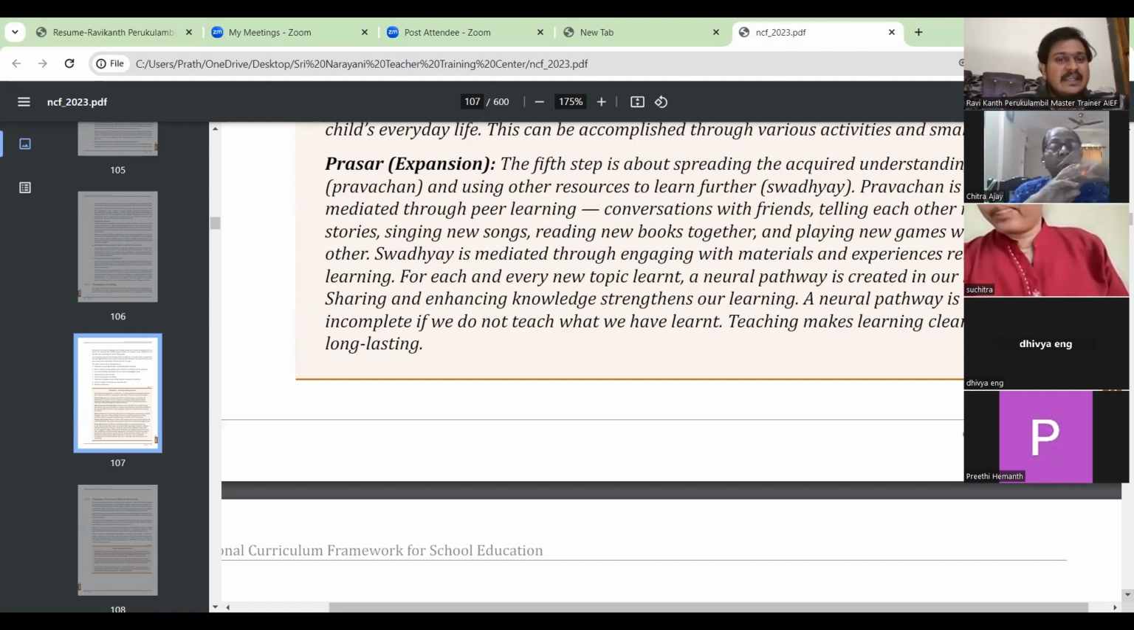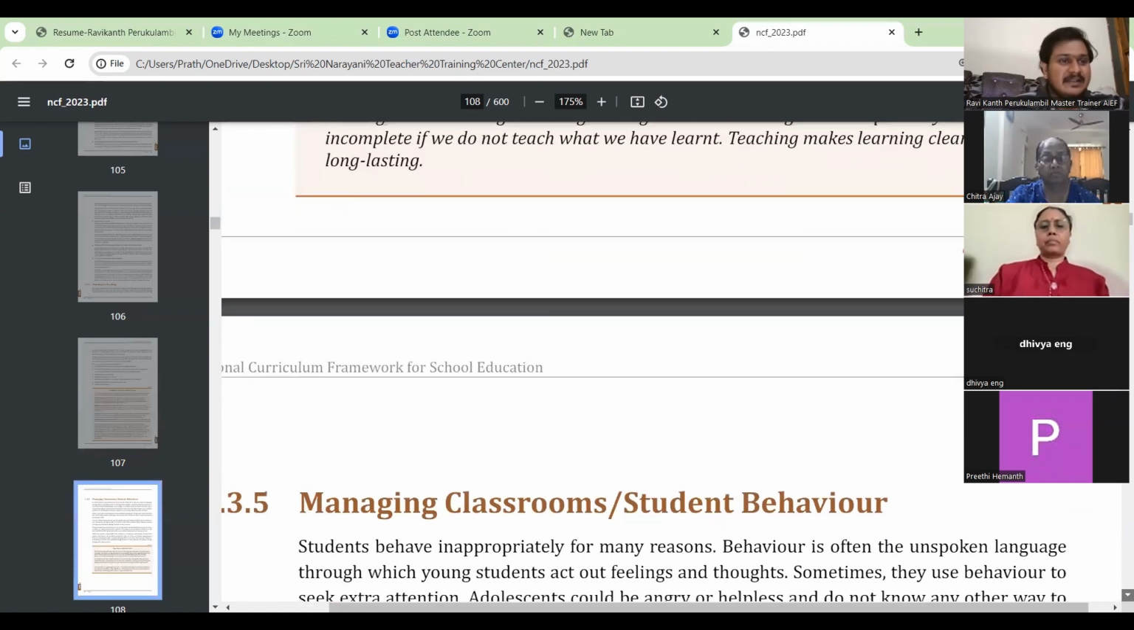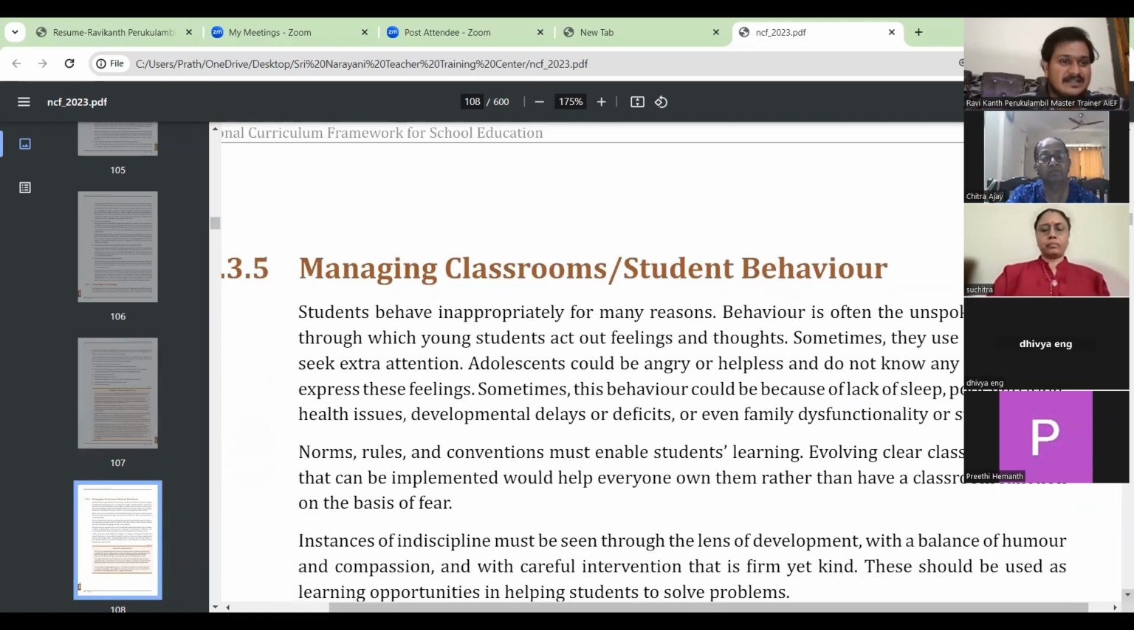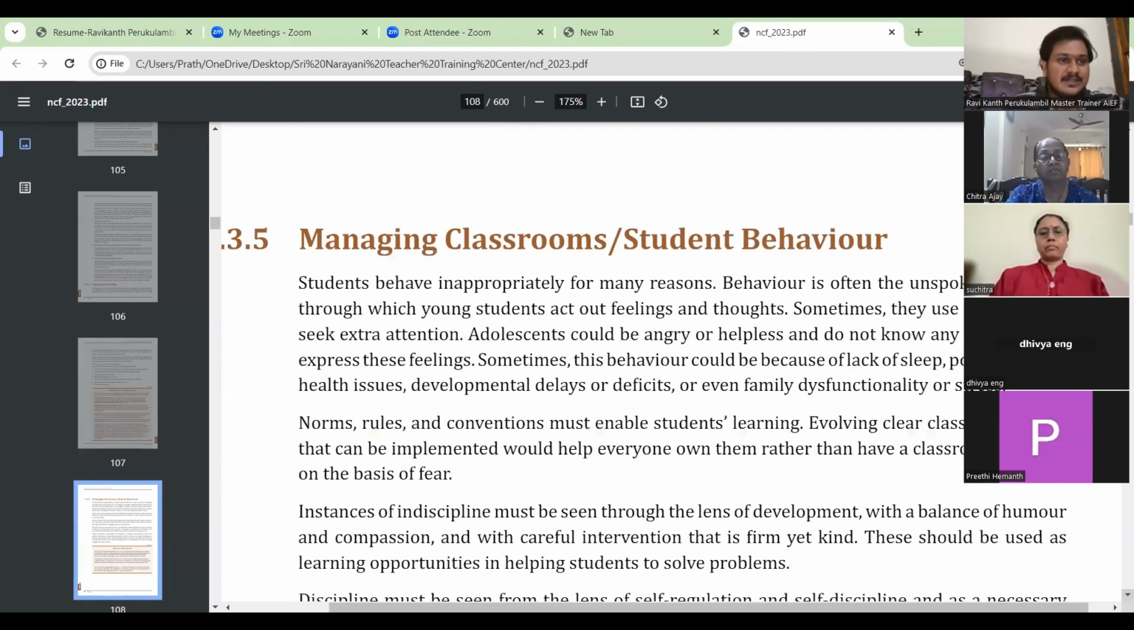Swadhyay is, for each and every new topic learned, a neural pathway is created in our brain. Sharing and enhancing knowledge strengthens our learning. A neural pathway is incomplete if we do not teach what we have learned. Teaching makes learning clear and long lasting. A specific training topic can be developed exclusively on this Panchapadi, using this Indian method as a teaching-learning method for teachers and students. Properly, we have to work upon all the subjects and we can develop a lesson plan also.